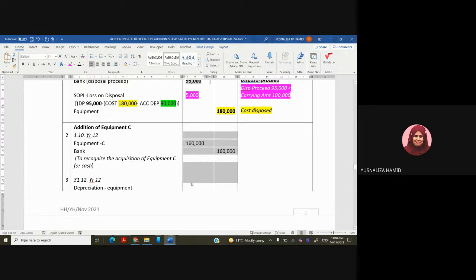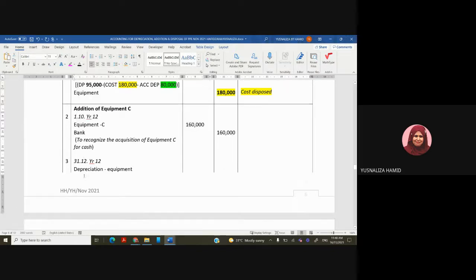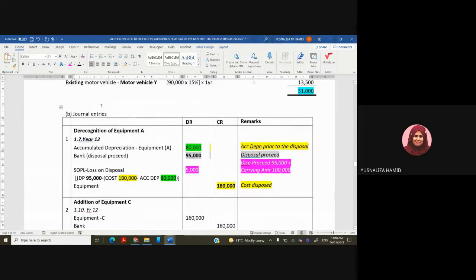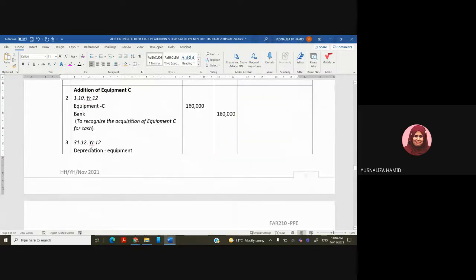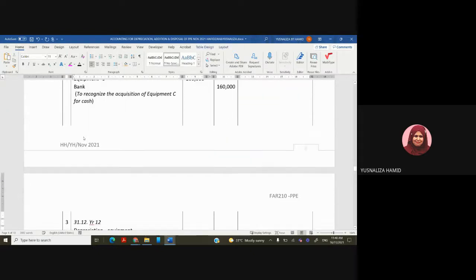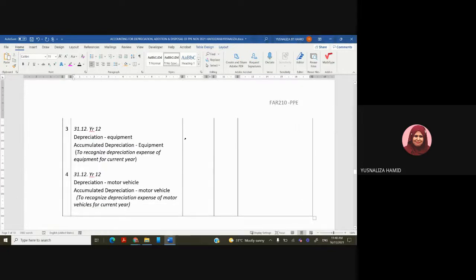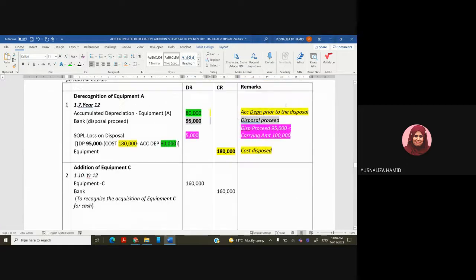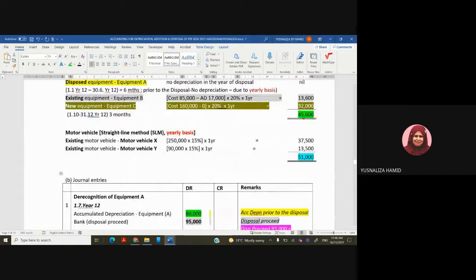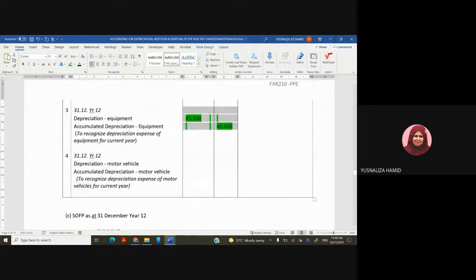Okay. However, for the depreciation, you will see that the depreciation of the equipment will now report a different figure. And the figure that you report here, don't get confused, is the figure from the calculation that you earlier did in your table. This one, 45,600.